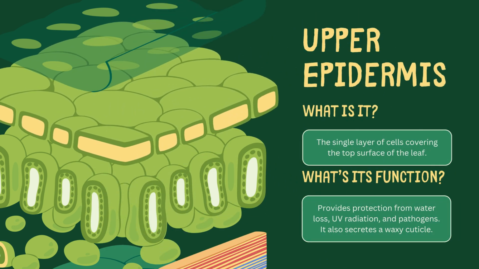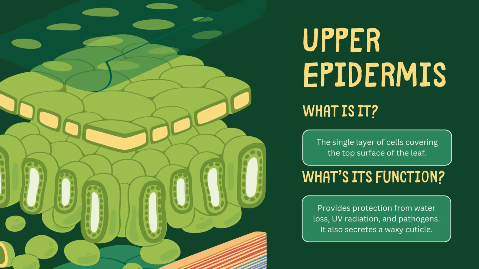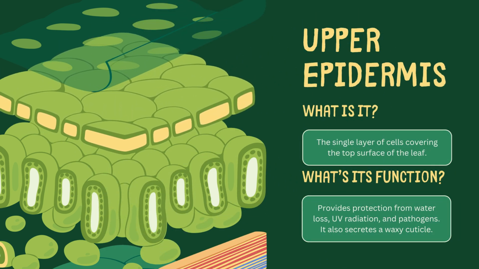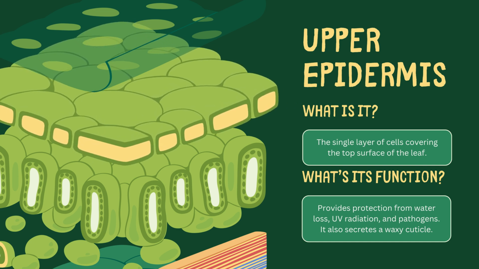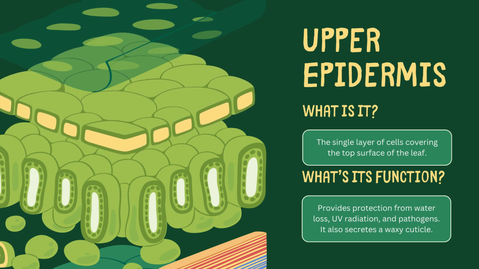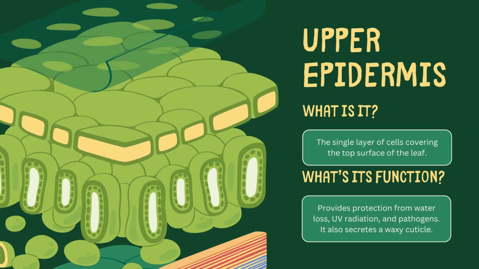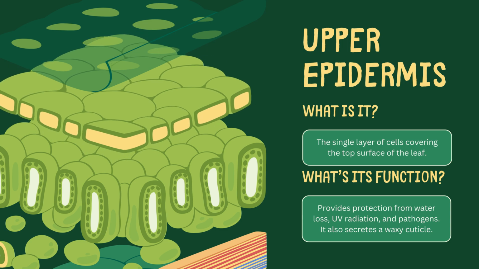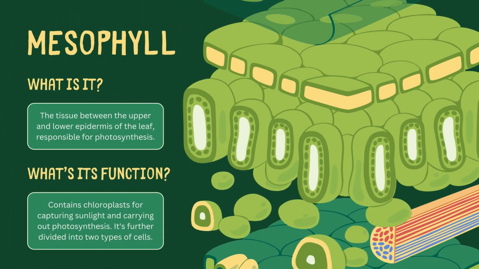Upper epidermis. What is it? The single layer of cells covering the top surface of the leaf. What's its function? Provides protection from water loss, UV radiation, and pathogens. It also secretes a waxy cuticle.